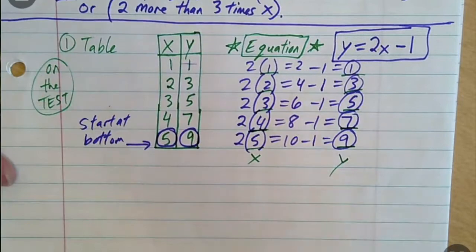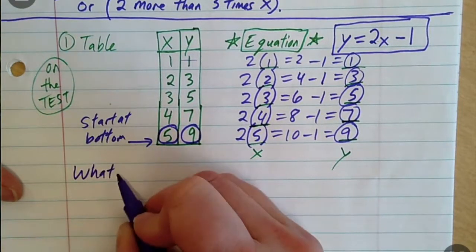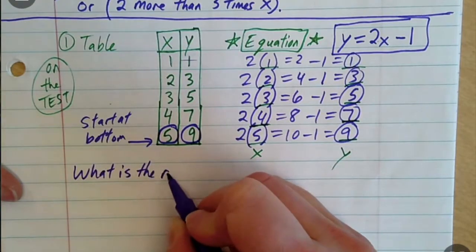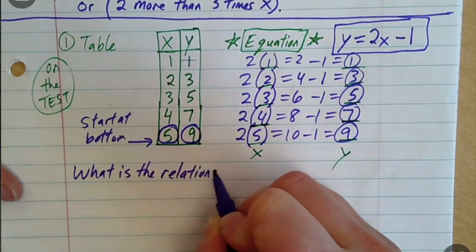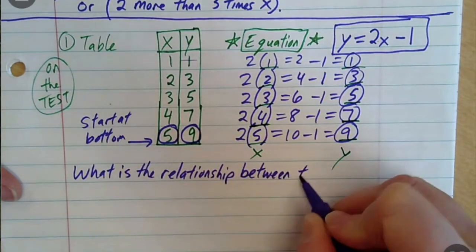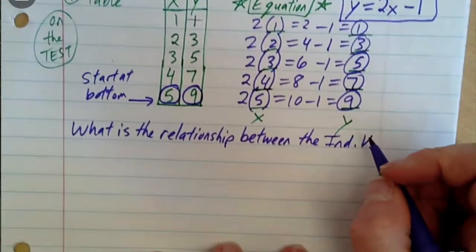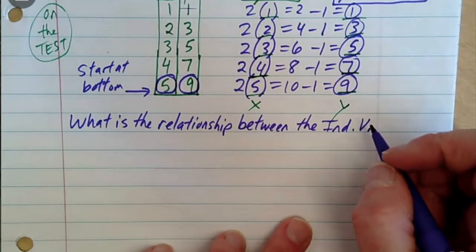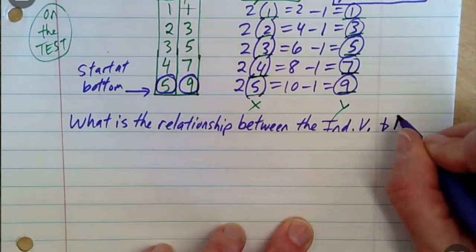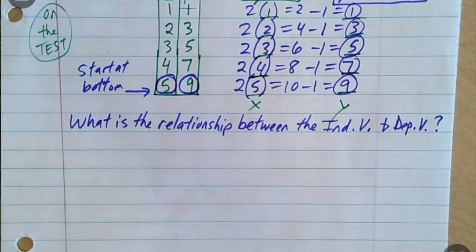on this table. And the question is going to say, what is the relationship between the independent variable, and I'm abbreviating, and the dependent variable? Same question I asked you up above. What is the relationship? And what type of answer would I expect you to write here?